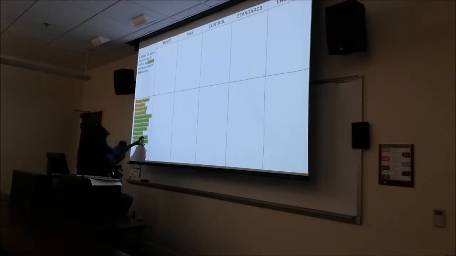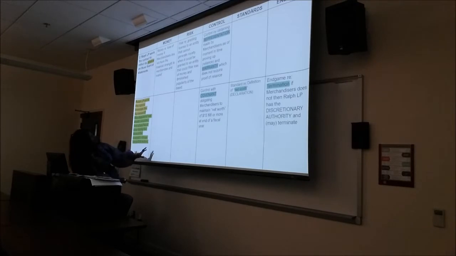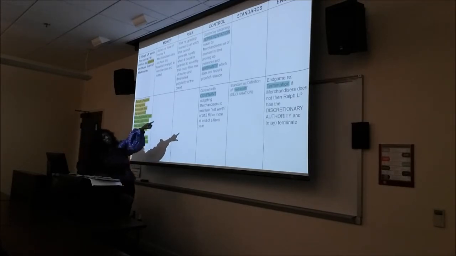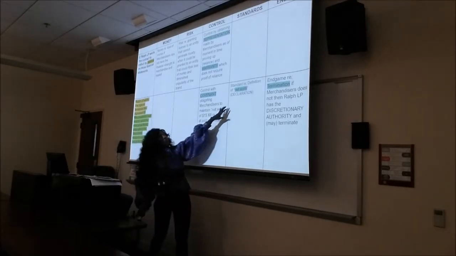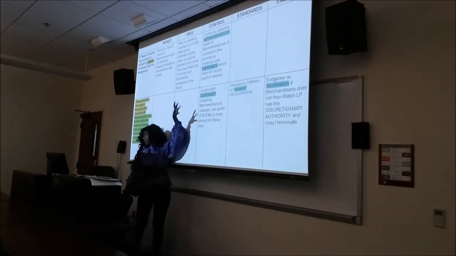What kind of money issue here, though? This says Ralph wants the right to terminate the agreement if merchandiser's net worth at the end of any fiscal year during the term of the contract drops below $15 million. So that's a money issue. What other kind of issue is it? We talked about it earlier. Risk of insolvency or something? No, we talked about it earlier. A standards issue, this one. Remember? Standards. Definition of net worth.